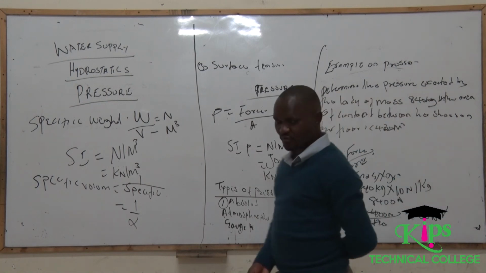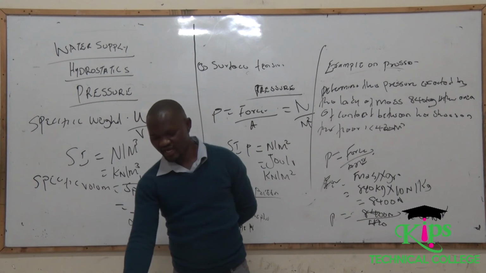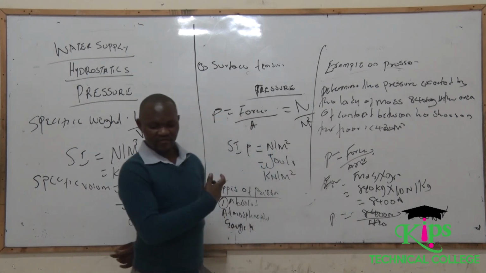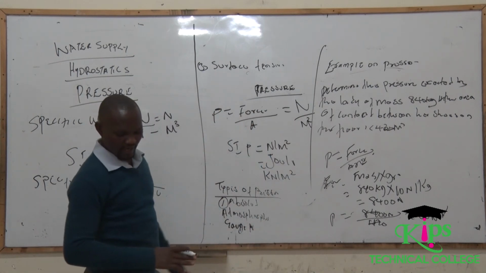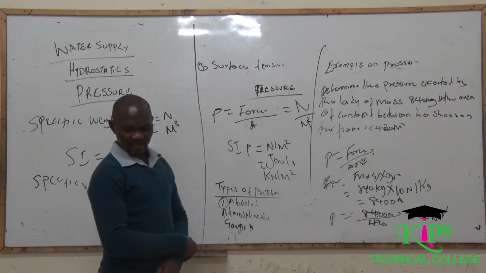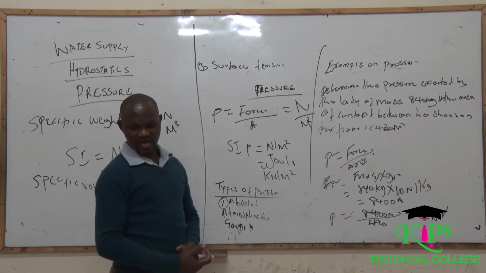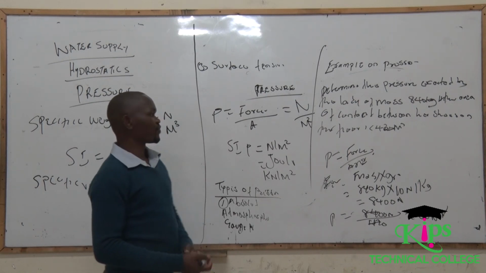Then we can talk about pressure measuring instruments. We can have the barometer, as discussed. You can see how it works. We have the piezometer as an instrument we can use for measuring pressure. Then we have the U-tube manometer.